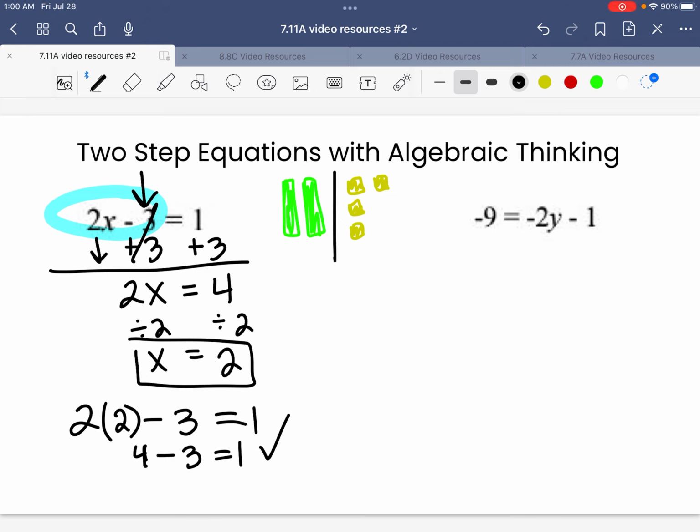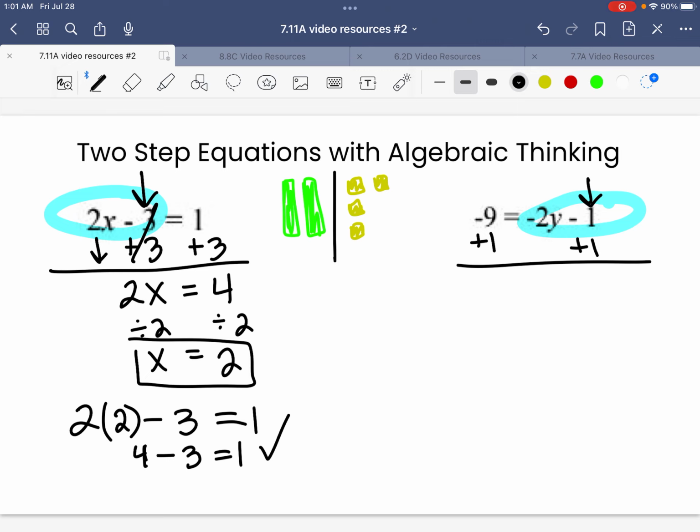All right, let's look at one more. I have -9 is equal to -2y minus 1. So again, I want to take a look at the side of my equation that has my variable, and I want to make some zero pairs. So my unit is a -1. In order to create a zero pair with that, I will have to add 1. And if I do it on one side, I know I want to do it to the other because I need to keep the equation balanced.